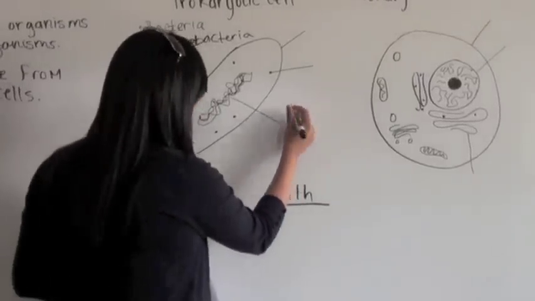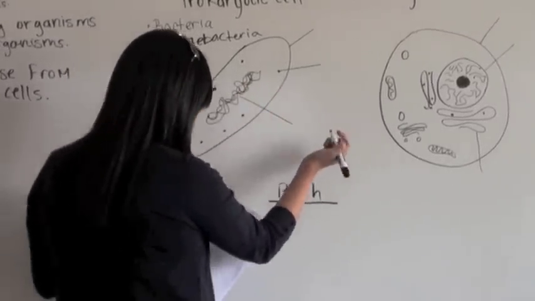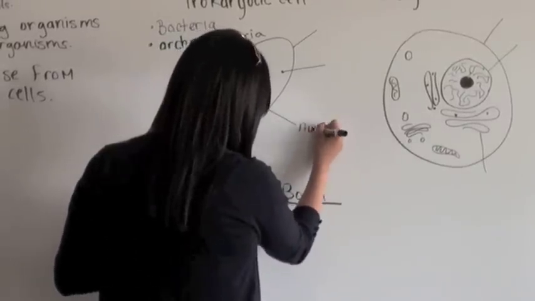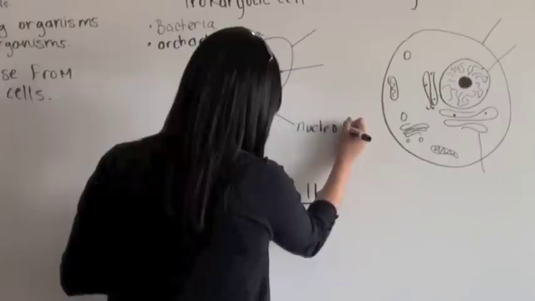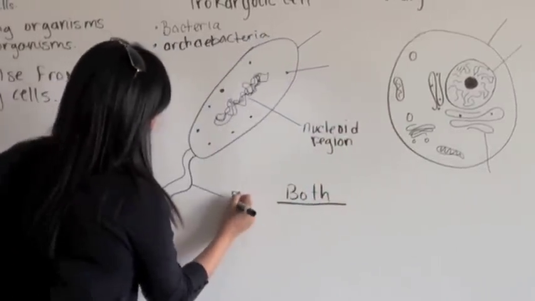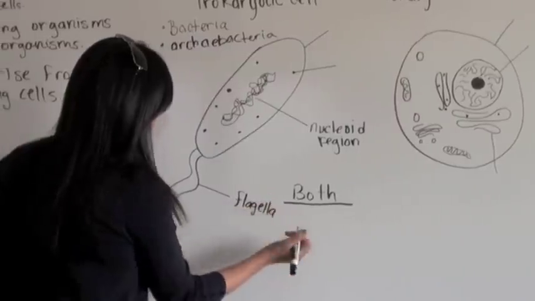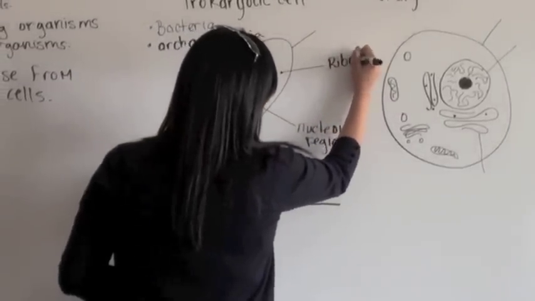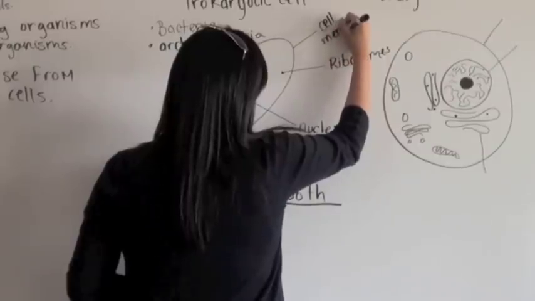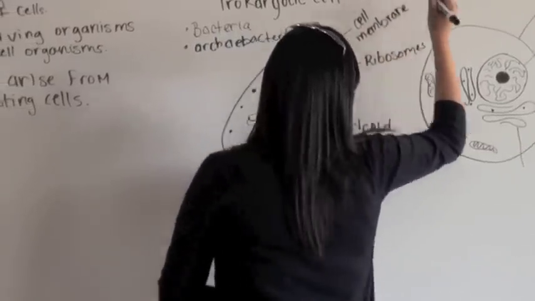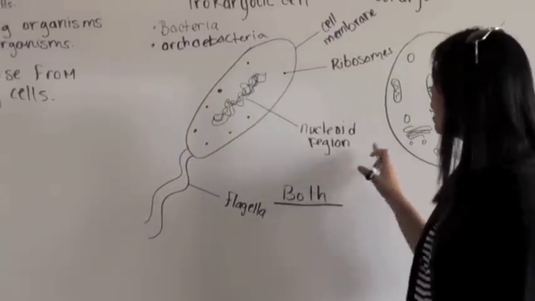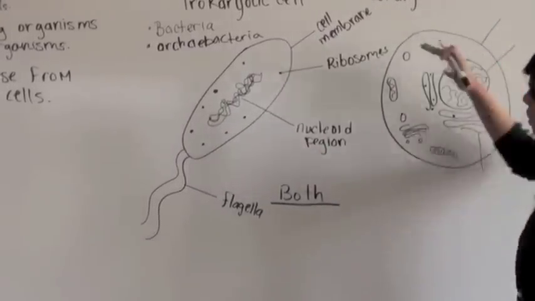They have the DNA area, which is called a nucleoid region. They also have flagella, ribosomes, and a cell membrane. Now, the difference between prokaryotic cells and eukaryotic cells is that, well, let me go over it. Let me label these really quick and then I'll explain it.